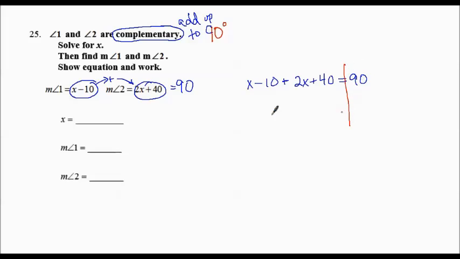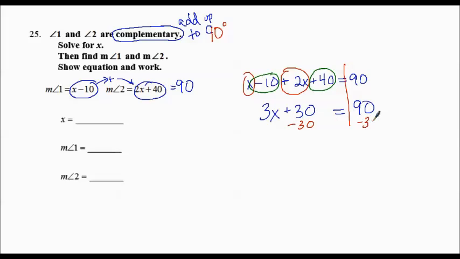I'm going to start solving here. I'm going to combine like terms. These two terms are on the same side of the equation, so I can go ahead and lump them together into a 3x. And then this negative 10 and this 40, they're on the same side of the equation, so I'm allowed to just group them together. Negative 10 plus 40, that's just a 30, is equal to 90.